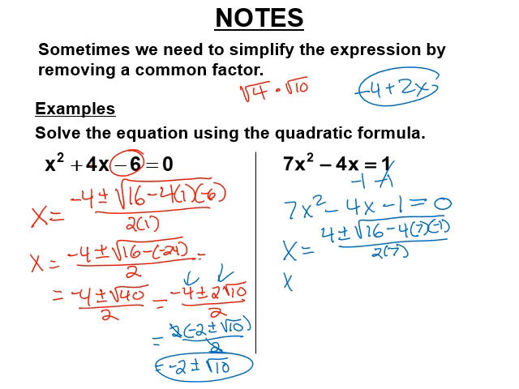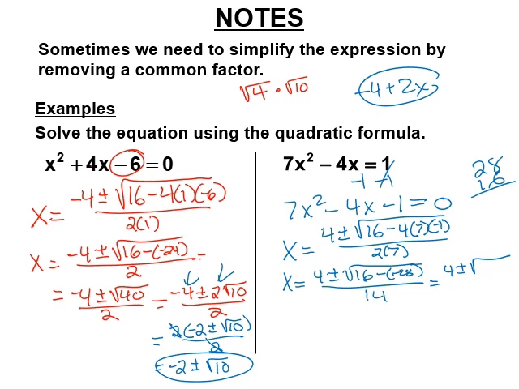All right. So x equals 4 plus or minus the square root of 16. 4 times 7 is 28 times negative 1 is negative 28. So minus negative 28 all over 14. So that's 4 plus or minus the square root of 28 plus 16, 44 all over 14. So square root of 44 can be simplified as square root of 4 times square root of 11. So we have 4 plus or minus 2 times the square root of 11 over 14.